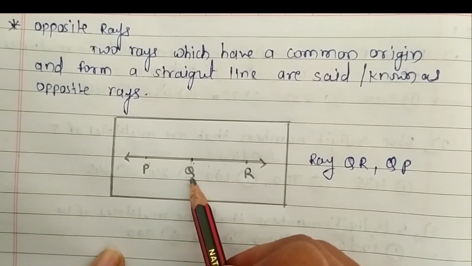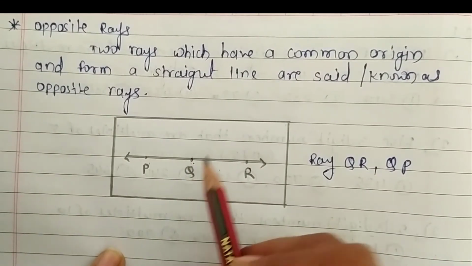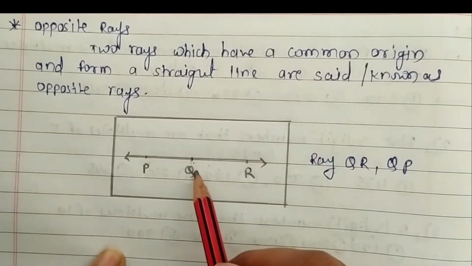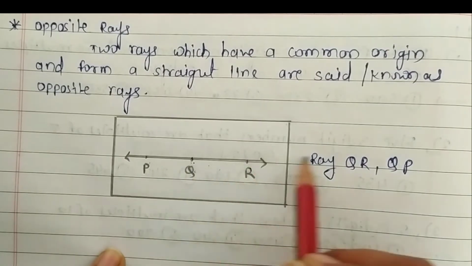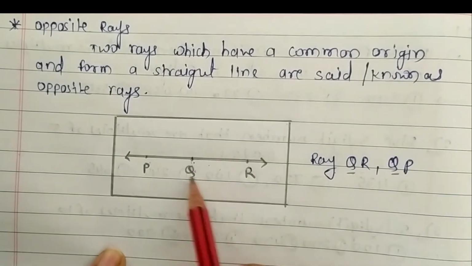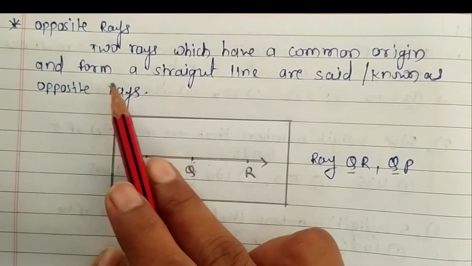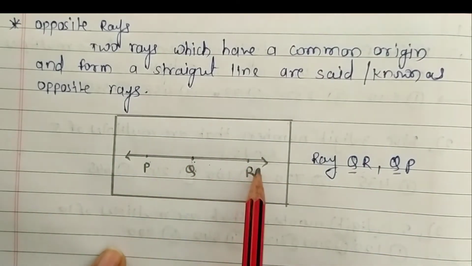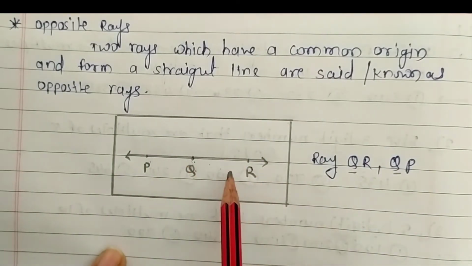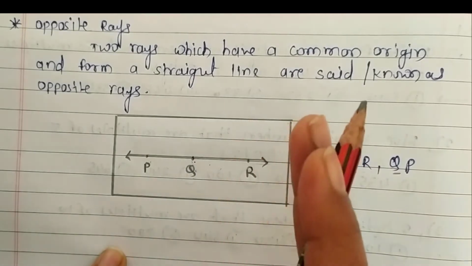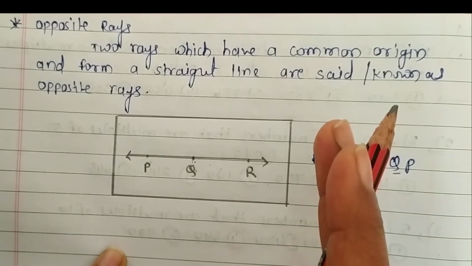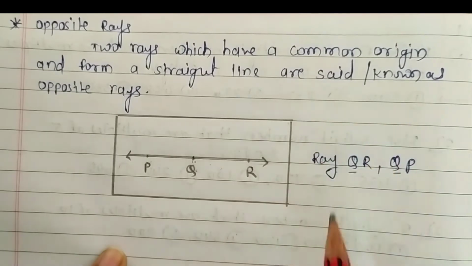The conditions for opposite rays are: rays must have a common origin. Q is the common origin for these two rays and it forms a straight line here. Look here. A straight line is formed by these two rays. If both conditions are complete, then the figure is known as opposite rays.